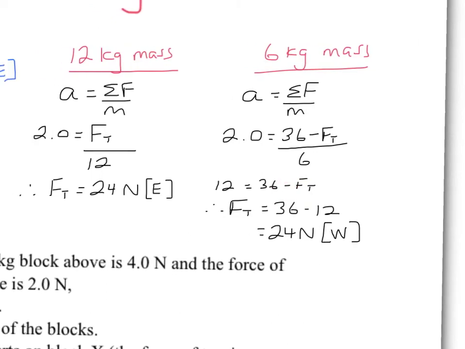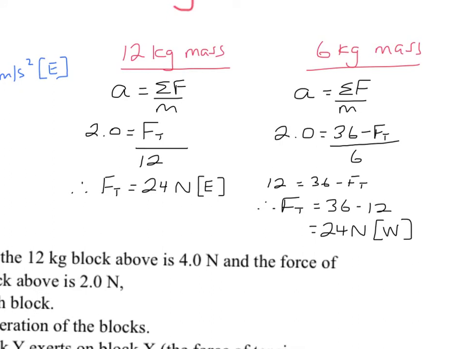Thus, if you take a look at the two values of the force of tension that you just came up with, this 24 newtons for the force of tension acting on the 12 kilogram mass, and this 24 newtons west acting on the 6 kilogram mass, they are in fact equal in magnitude. They are in fact in the opposite direction. Thus, in one sense, we've kind of proved Newton's third law to be true. Okay.